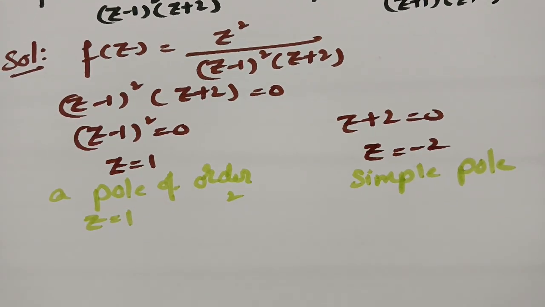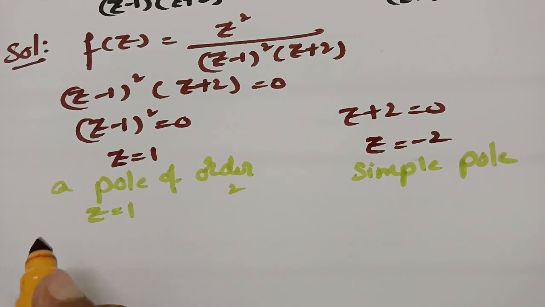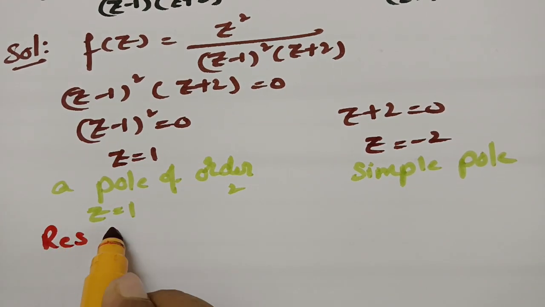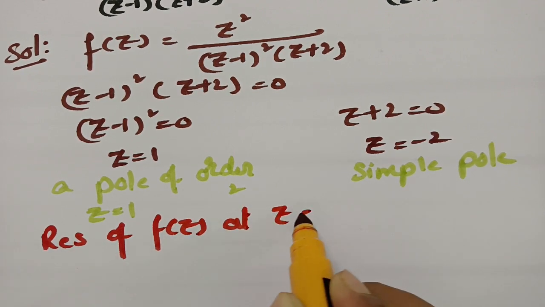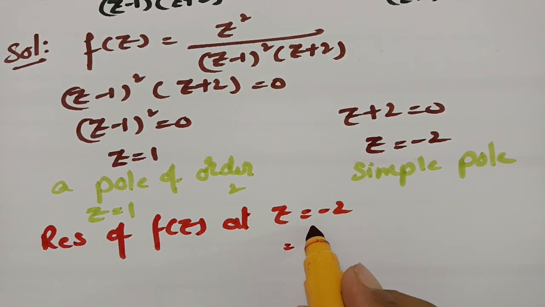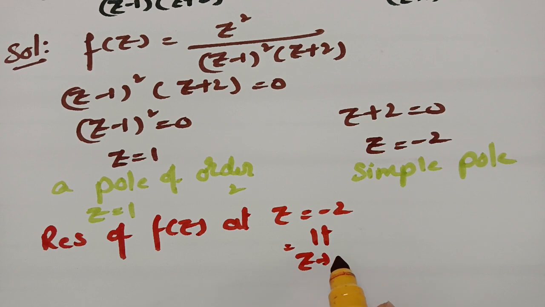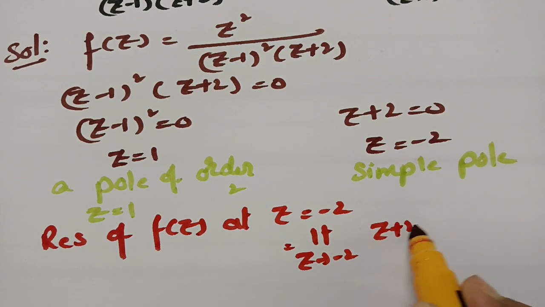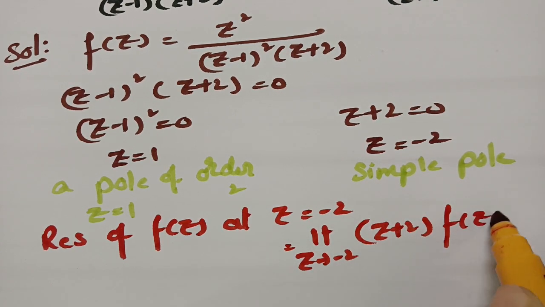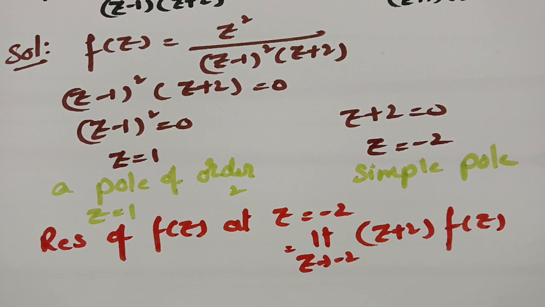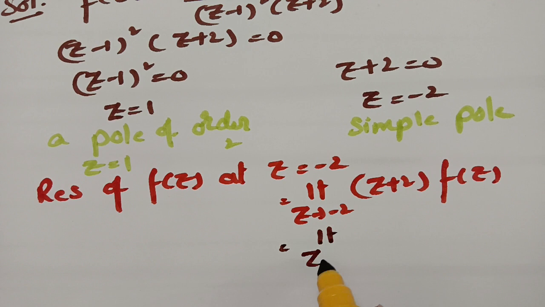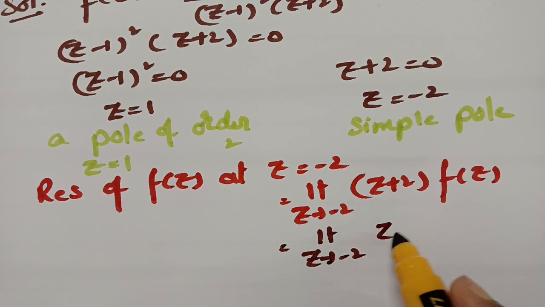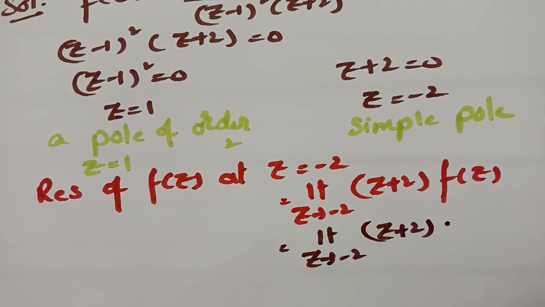Now we have to find the residues of this. First of all, for the simple pole, the residue of f(z) at z = -2 is nothing but the limit as z tends to -2 of (z+2) f(z). So we have to eliminate that z+2 from the function and then substitute the limit.